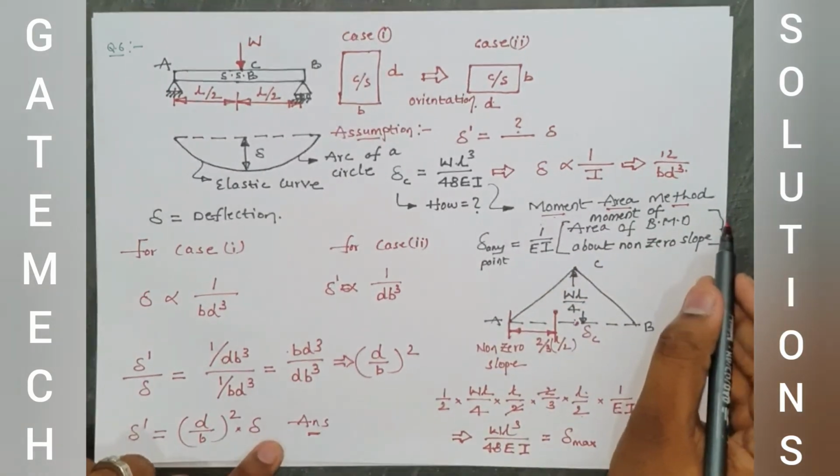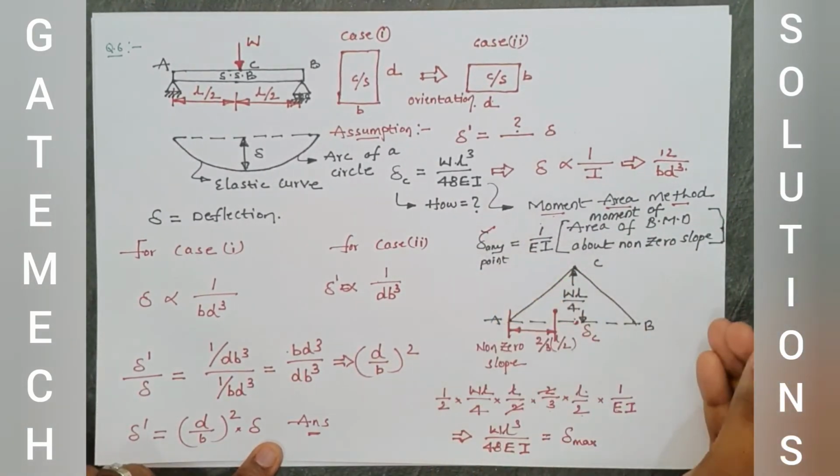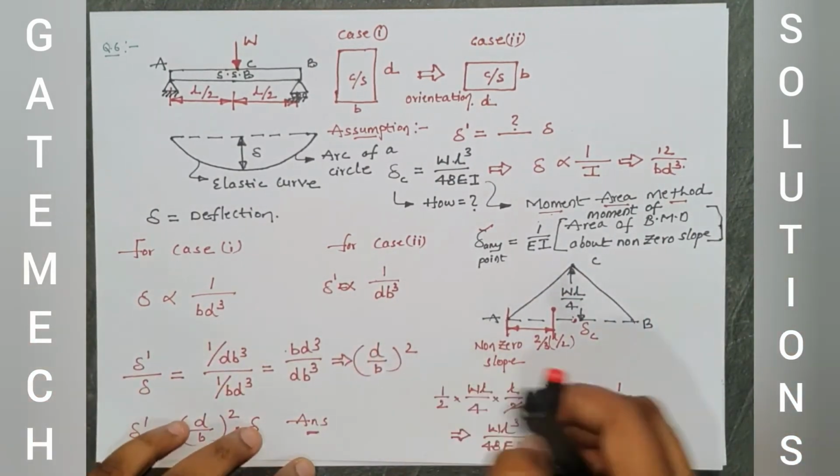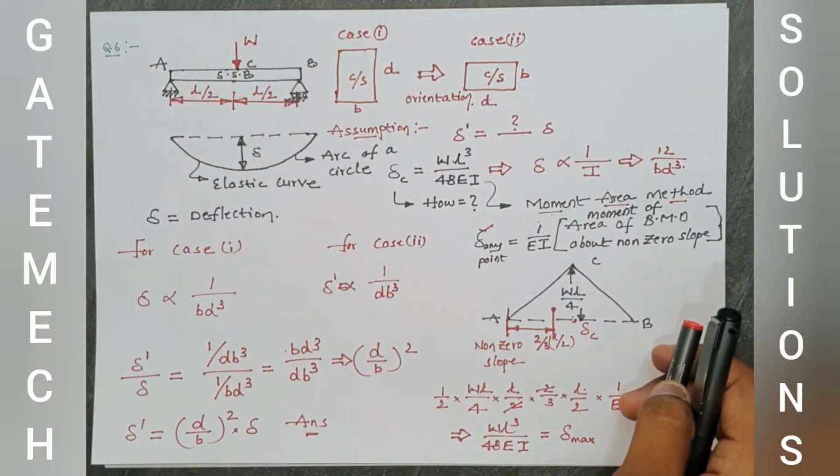The moment area method can be applied not only to calculate the deflection, but also to calculate the slope. Right? If any such question comes, then there also I am going to discuss this method. So these are the assumptions. This deflected curve is assumed to be an arc of a circle. One of the derivation type of questions.